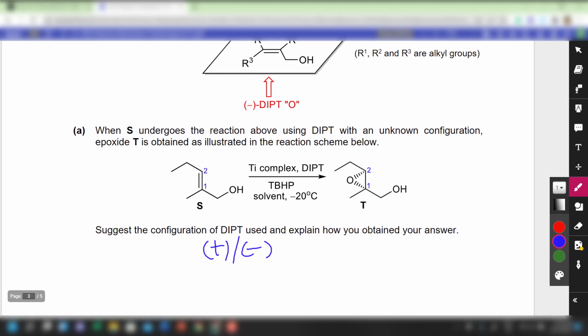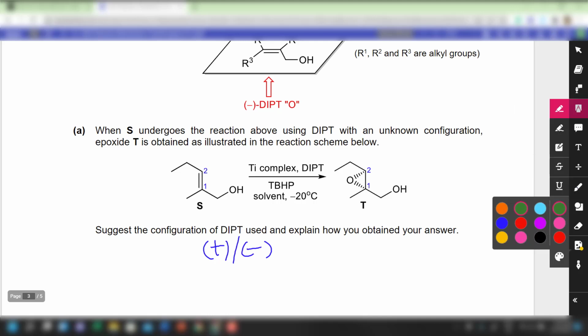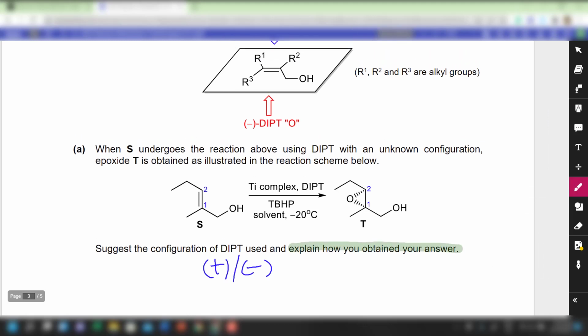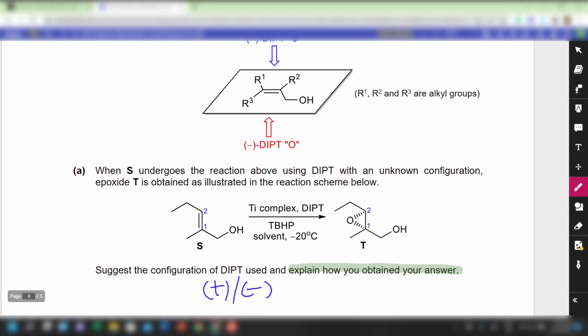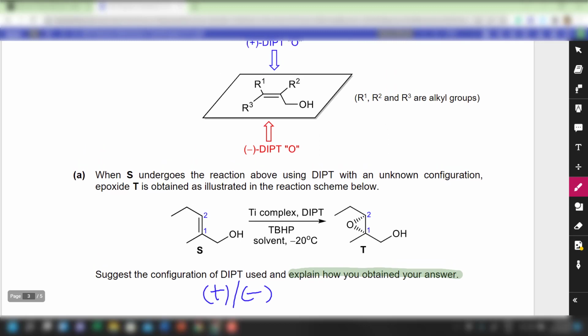Because it's a 50-50% chance, as you know, most of the time we don't give credit to guesswork, so you have to explain how you obtain your answer. So how do we obtain our answer? I think first of all, we need to fit S into the cartoon above. So how do we fit S into the cartoon above?